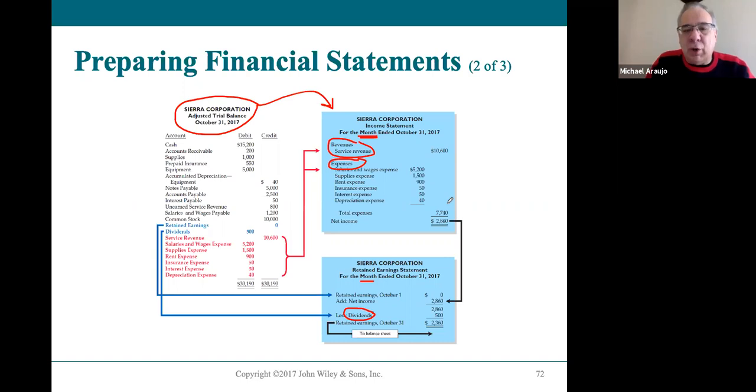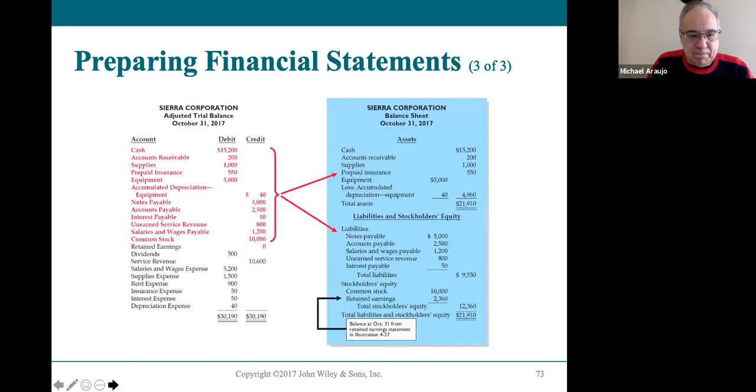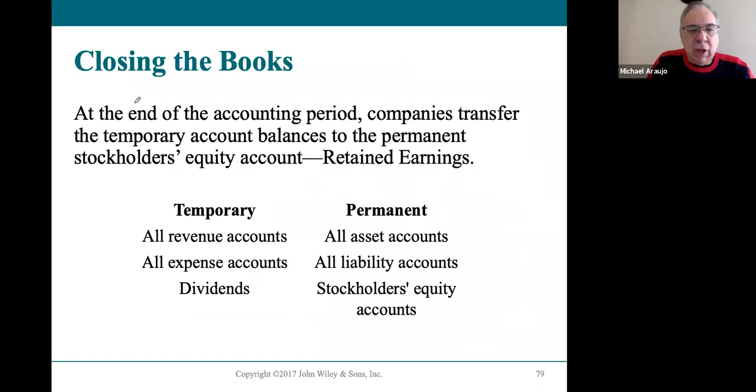Okay. So, in order to do that, we have to close those accounts. Revenue accounts go through a process of getting closed. Expense accounts, all of them, go through a process of being closed at the end of the year. And the dividends account also goes through a process of being closed. In other words, they have to start at zero for the new accounting year. So that's the process we're going to be learning today. So that process is we call closing the books.